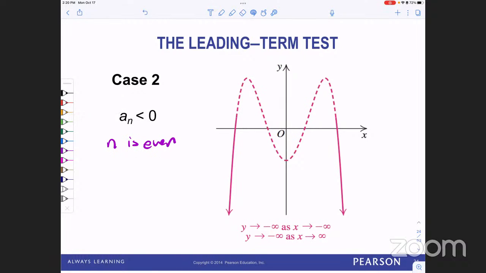Okay, here n is still even. And now our leading coefficient is negative. So with a negative leading coefficient, that means our graph goes down to the right. Because the degree of the polynomial is even, that means the other side is the exact same, so we go down to the left as well. Again, this test doesn't tell us anything about the middle, but it tells us about the long-term behavior of these polynomials.